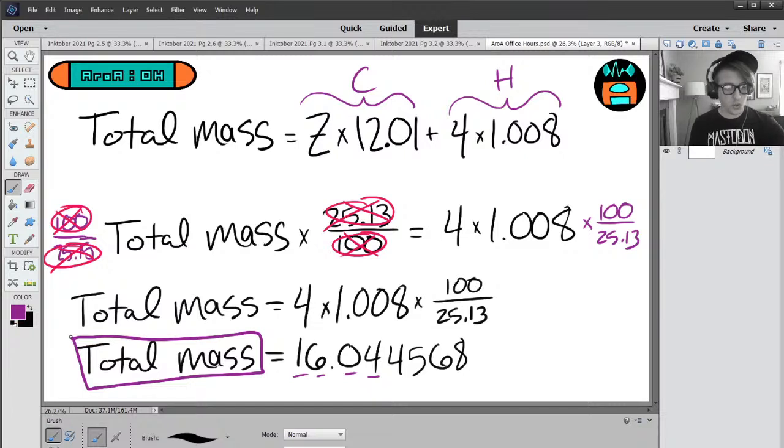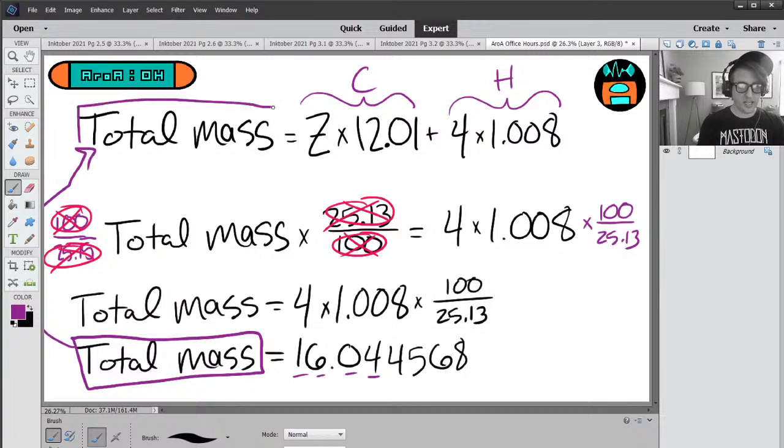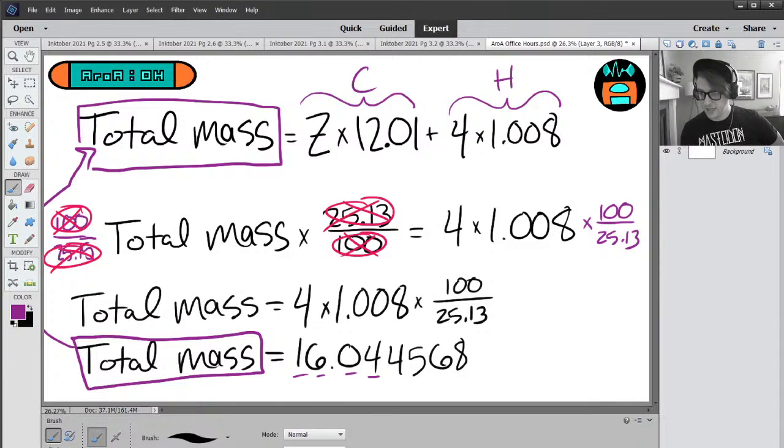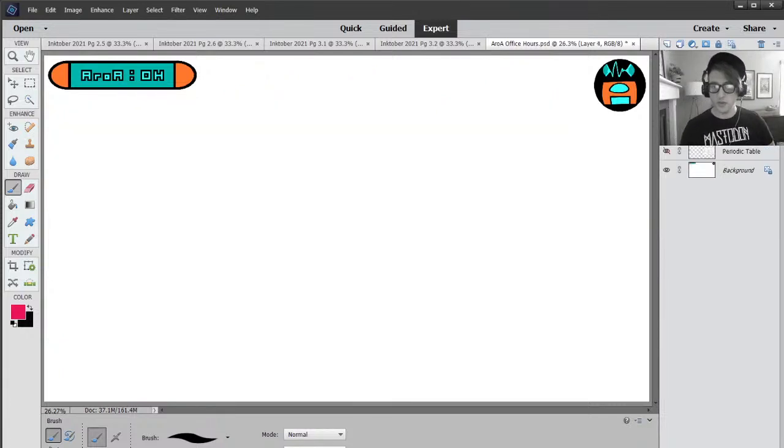Here's why this is significant. Now that we know our total mass, we can plug in that value here. And now that we know our total mass, the only variable in this equation is z. So now we can solve for z. I'm going to open up a new slide and we are going to do just that.